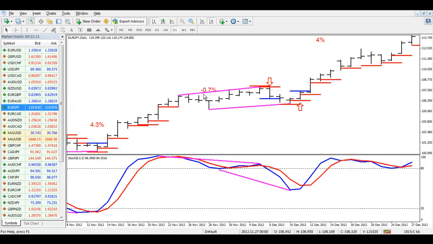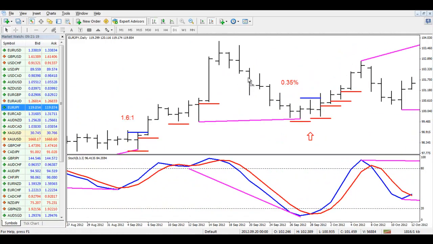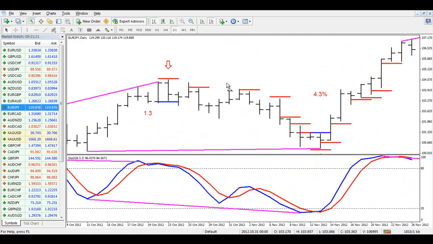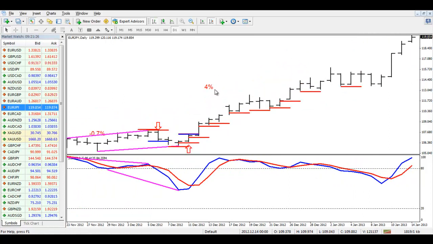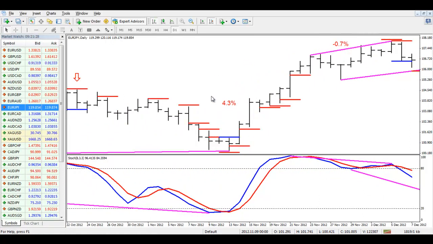The only small loser through there was a 0.7% loss, so not even a full 1% loss. Yes, that would have taken out some of the small winners through there, the 0.35s, but you can see the size of the winning trade at 4.3%, 4%, 1.6% easily makes this a very profitable approach to trailing your stop loss. As per the 3-bar trailing stop, this is a very similar system which allows us to reduce risk and lock in profits while still allowing our trades to breathe and move in our favour.